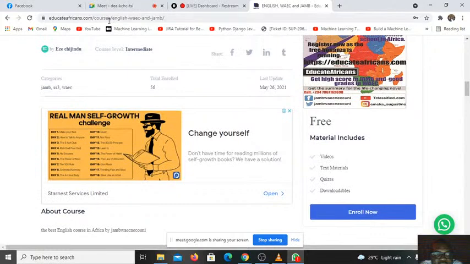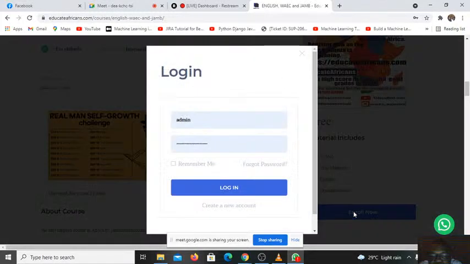Once you've clicked on it, you can see we are under English, WAEC, and JAMB. You click on this enroll. Once you click on enroll, if you've not signed in before, you create an account so that you can log in. I've done that before, so I'll just click on login. If you are not signed in, you will not be able to see the video lectures, so please sign in so that you can see them.